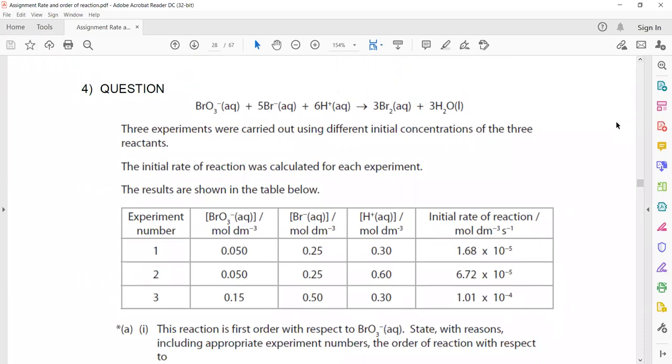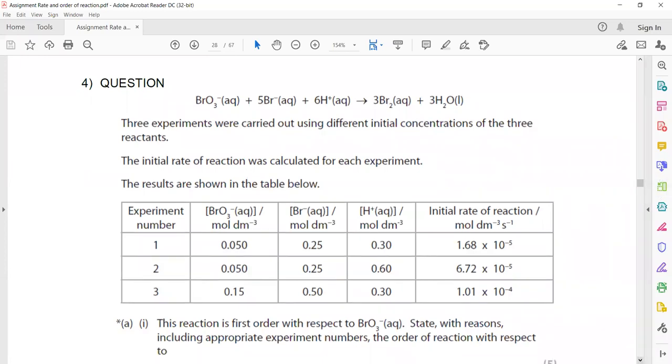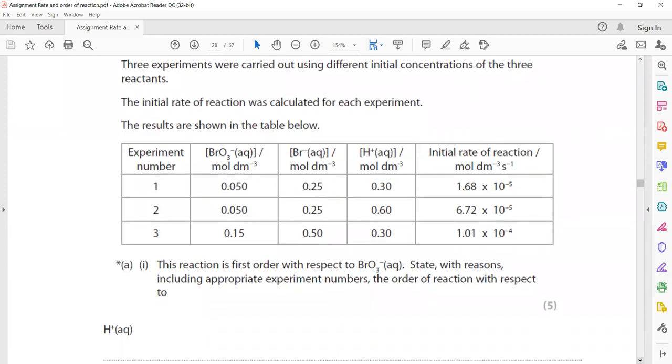So we have BrO3 with a charge of minus. The overall reaction is given, the data is also given, and they're asking whether this reaction is first order with respect to BrO3, to state with reason and the appropriate experiment numbers. In the same way, a comparison will be there. Which two experiments can you compare, because we want to show with a reason that it is first order with respect to BrO3?